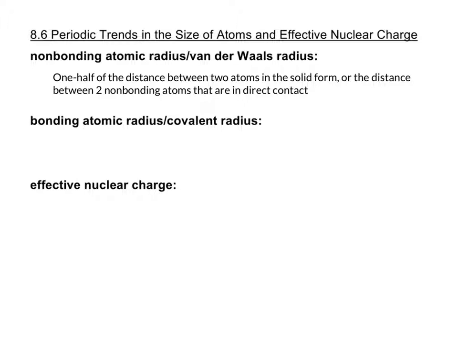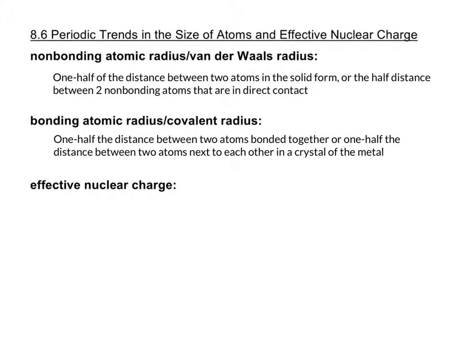And for nonmetals, that's half the distance between two of the atoms bonded together. So, for example, if we had fluorine gas, which is F2, you could look at the distance between those, and half of that distance would be the radius for one fluorine. And for metals, they would be in a metallic crystal, and you would look at half the distance between two atoms that way, so they'd be involved in a metallic bond.